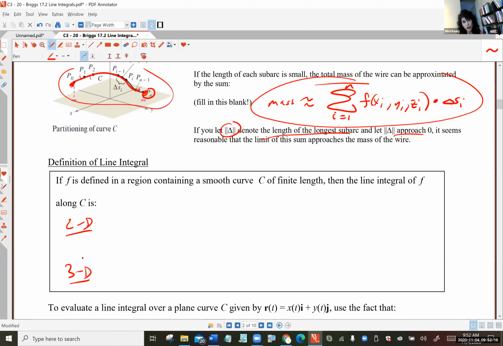I'm going to give you the 2D version and the 3D version, and you have to know both for all your homeworks and exams and everything. This stuff is not going to be on midterm 3. It's going to be on midterm 4.